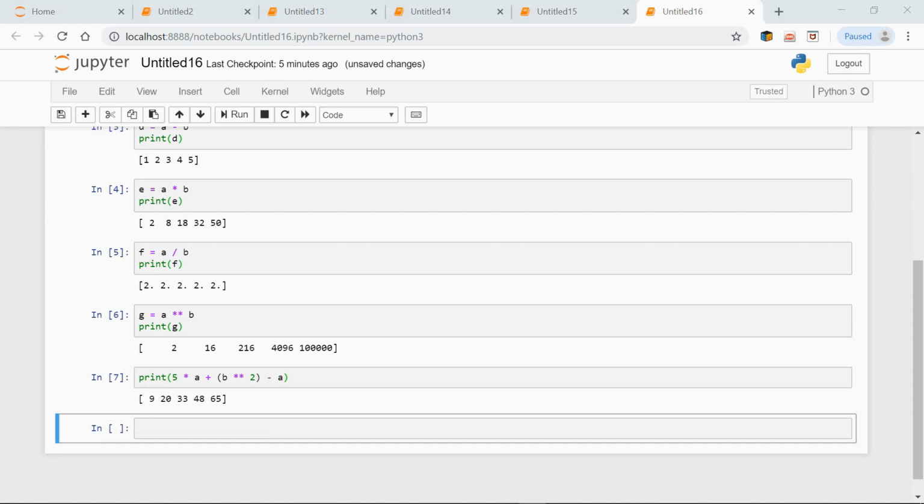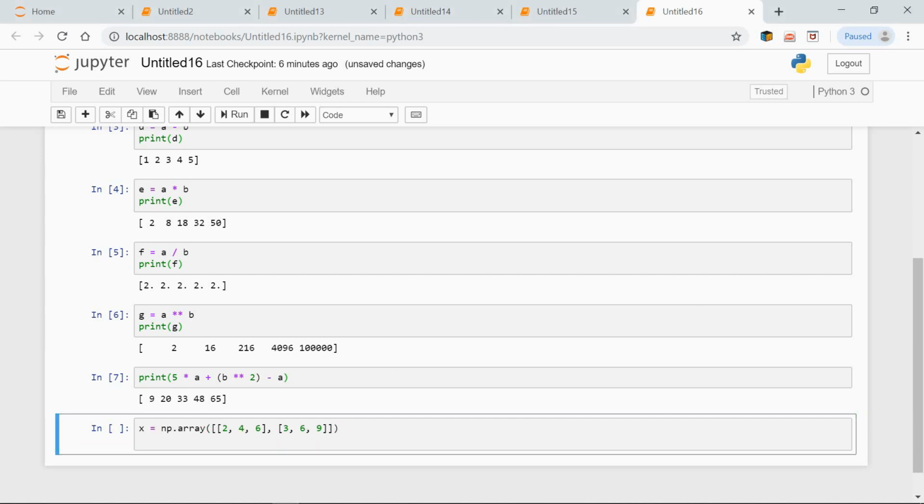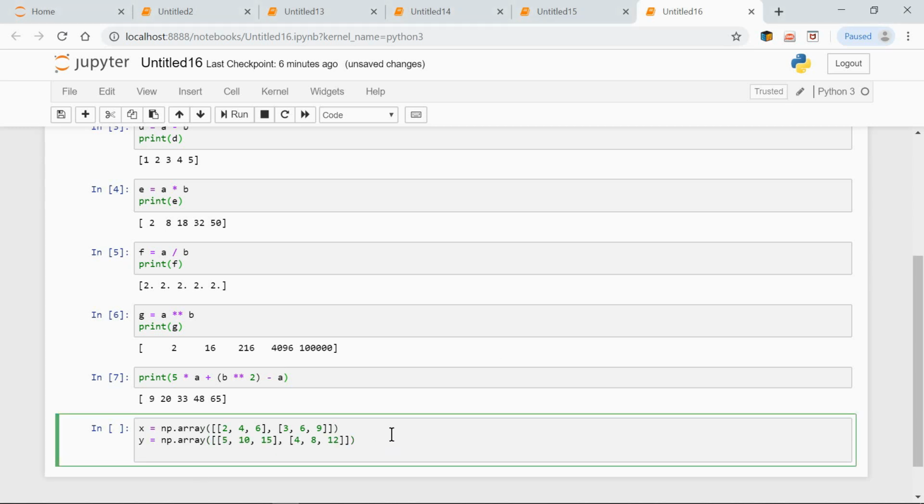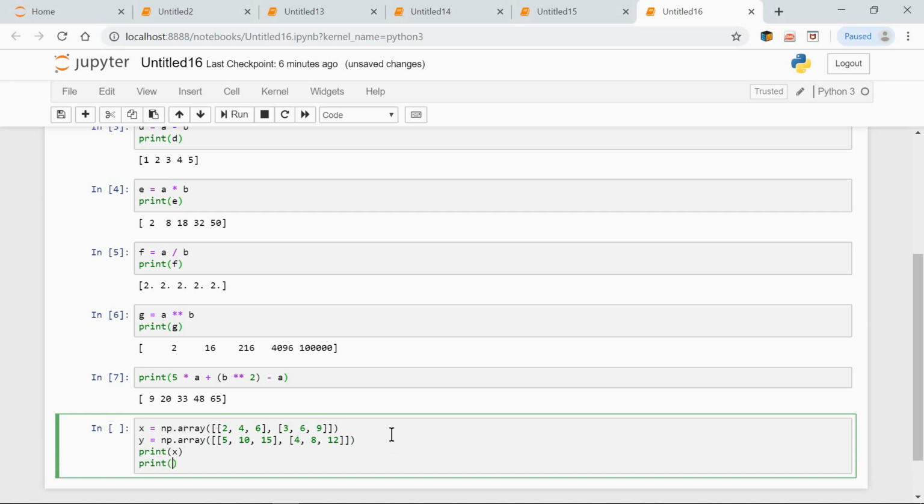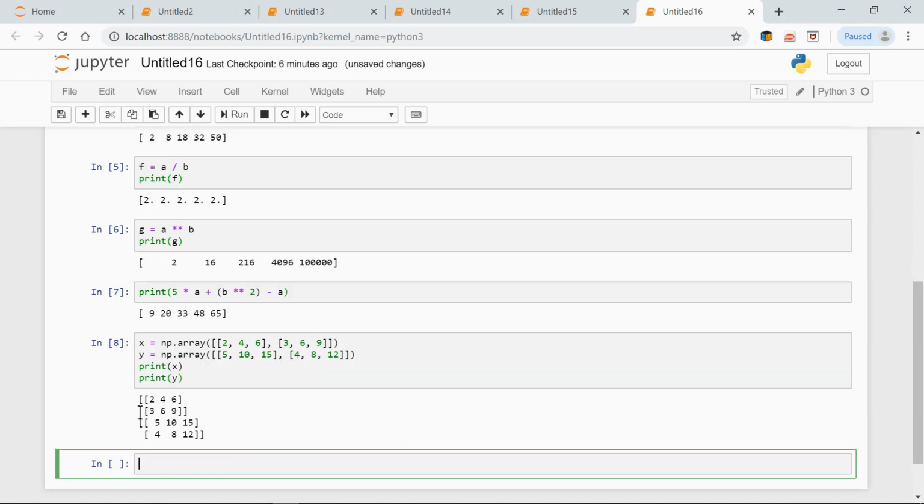And here are some examples with multidimensional arrays. Here we have our first multidimensional array, X, and here we have our second multidimensional array, Y. Now let's print them out. Print X, print Y. Fine, here they are.